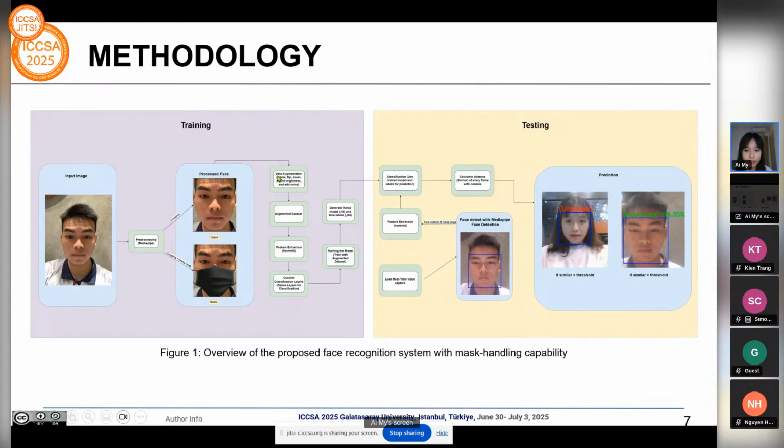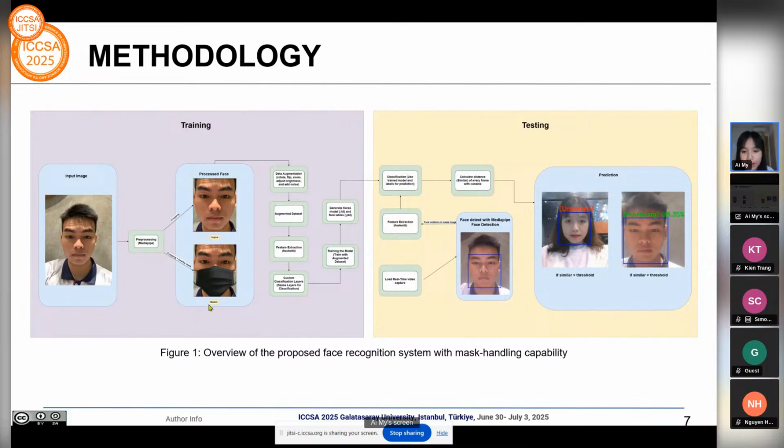In the training phase, we start with an input image, which is preprocessed using MediaPipe to detect and crop the facial regions. We generate both original and masked versions of the face to simulate real-world variations, especially those caused by face masks. Then we apply a variety of data augmentation techniques such as rotations, flipping, zooming, brightness adjustment, and noise addition. This step increases the diversity of the dataset and helps the model become more robust under different conditions.